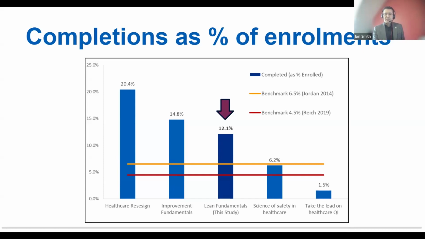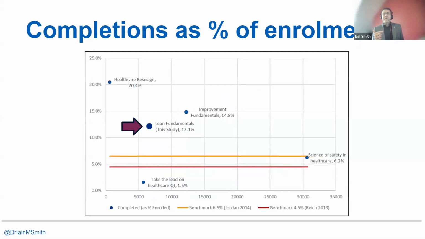We've got 2 massive online courses which are around about the benchmark or lower, and we've got 2 that are higher. One of them, Improvement Fundamentals, came from us, from the same place, the Improvement Capability Building team. It was one of our massive online courses as well. And Healthcare Redesign was from somewhere else and has a very high completion rate. But if I ask for a click from Jorim, we'll see the same data presented in a slightly different way.